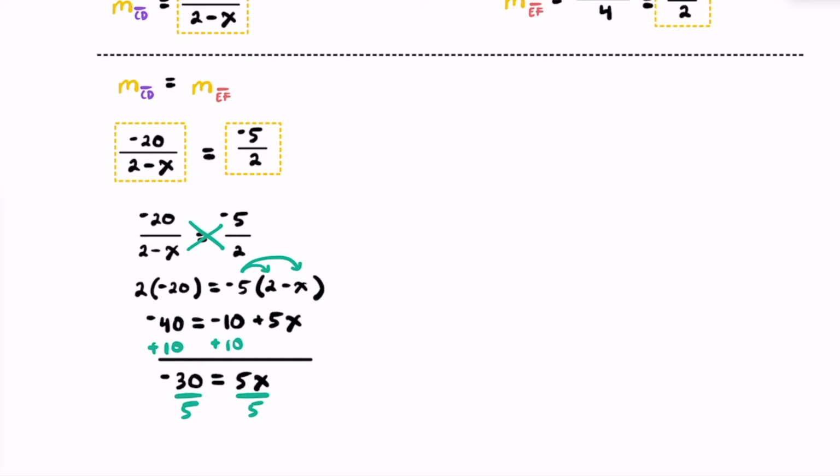And then finally, if we divide both sides by 5 here, we're going to get that x is going to be equal to -6. So what we found right here is the value for x has to equal -6 for line CD to be parallel to line EF. Now, just for good measure, let's look at this on a coordinate plane to see if it makes sense.